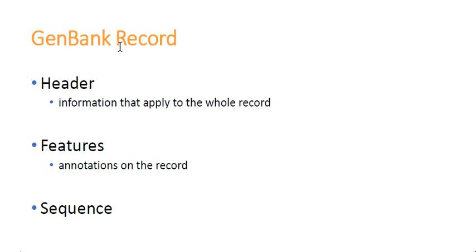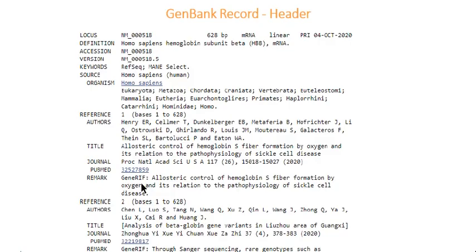GenBank records. The GenBank database stores header information, feature information, and sequences. The header shows the information that applies to the whole record of the gene, and the annotation on the records. Sequences.